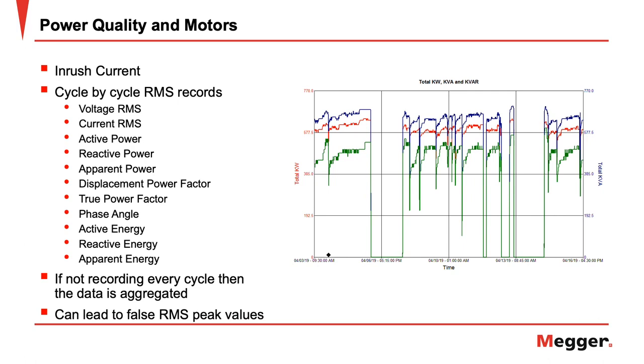The advantage of performing both cycle-by-cycle RMS recording and waveform inrush recording is you can record voltage RMS, current RMS, active power, reactive power, apparent power, displacement power factor, true power factor, phase angles, active energy, reactive energy, and apparent energy every cycle, as well as getting raw waveform data every time the motor turns on. So if you don't record every cycle, then the data is aggregated over multiple cycles. This is akin to using a low-pass filter, which can lead to false RMS peak values.